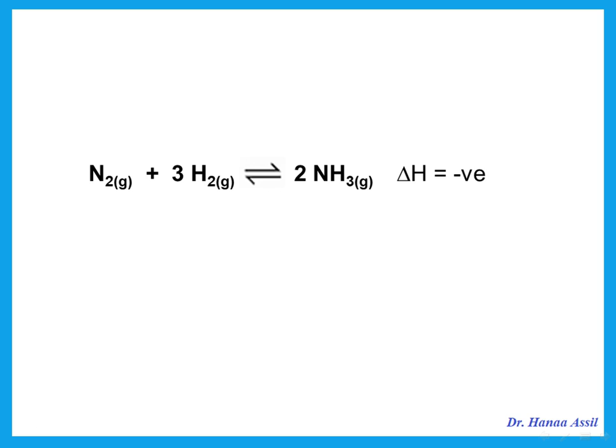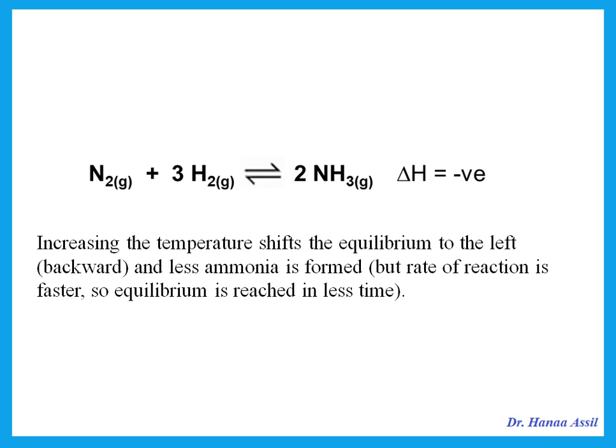What if we do the same to this? Now this is an exothermic reaction. If I increase the temperature, that means I'm making it hotter. It will try to cool itself. So it will go backward. So it will form less ammonia. So if the reaction is exo, increasing the temperature causes it to go backward, less yield of the product.